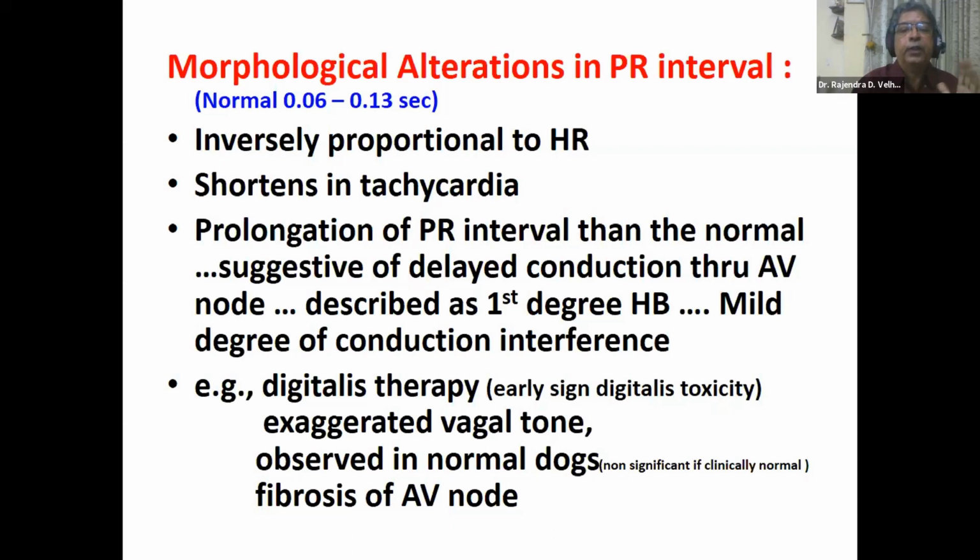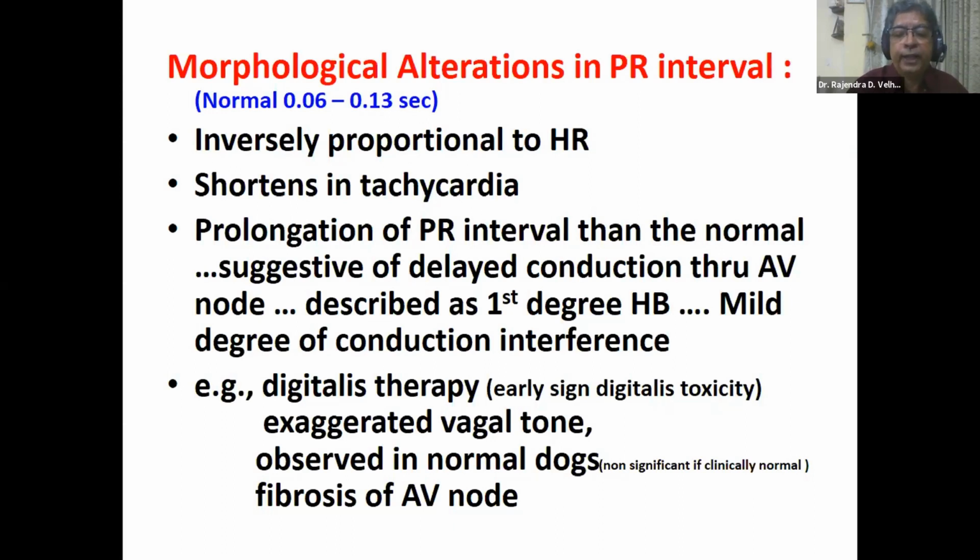Now, which conditions can you think of when you see there is a prolongation of the PR interval? Firstly, think whether your patient is on digitalis therapy, because this is a very early sign of digitalis toxicity in dogs, prior to your dog showing you the gastrointestinal upsets of digitalis toxicity. So a prolongation of the PR interval in a dog on digitalis therapy is an early sign of digitalis toxicity. Then exaggerated vagal tone.